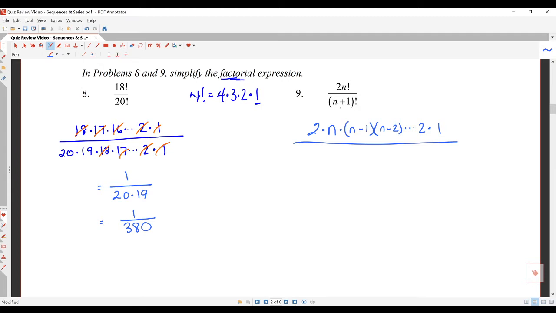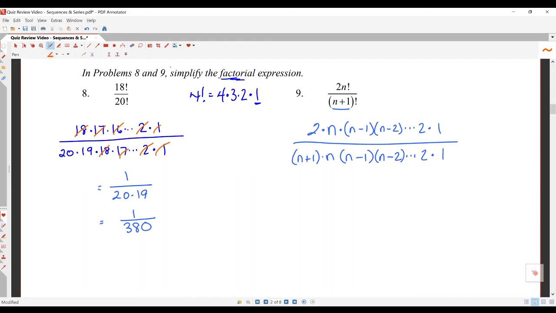In the denominator, we have n plus 1 factorial. So again, that factorial means take this number, which is n plus 1, and multiply it by the number before that. And again, we just subtract 1 to get the number before. So if we take away 1 from n plus 1, that gives us just n. Take away 1 from that gives you n minus 1. Continue to take away 1 until you eventually get down to 1.